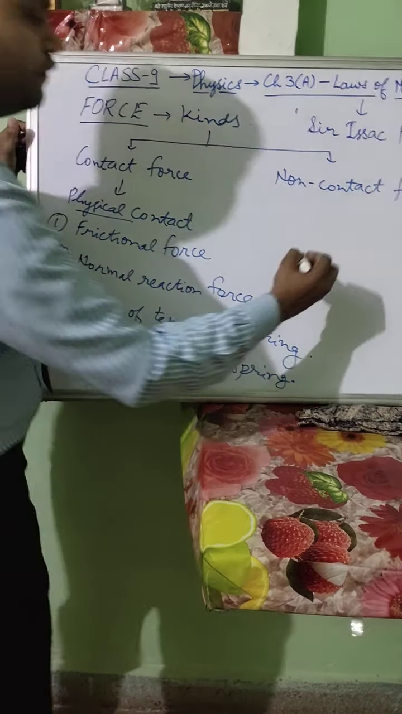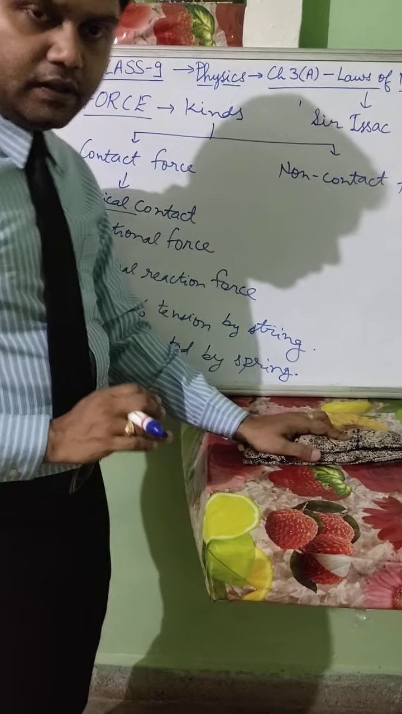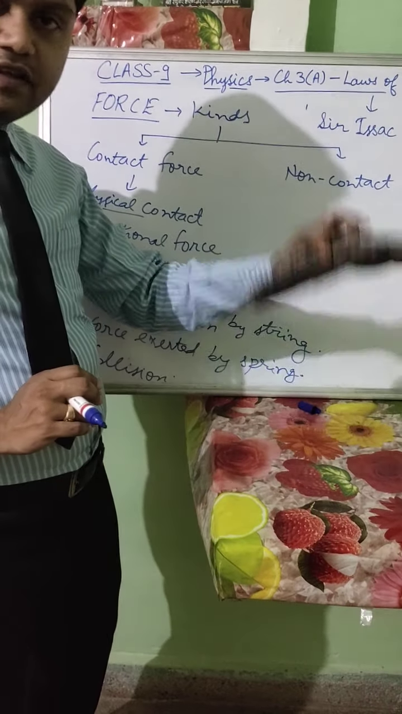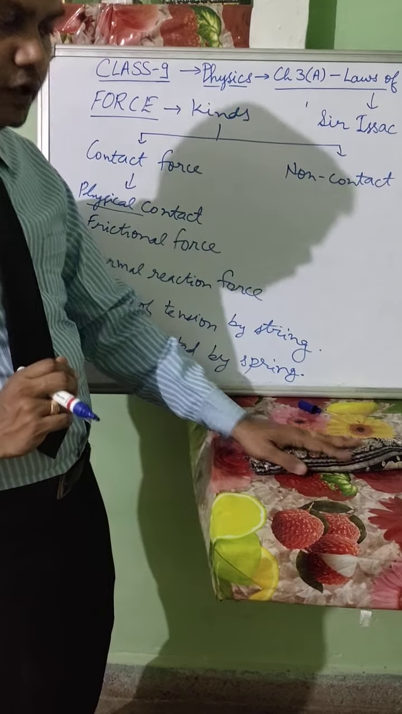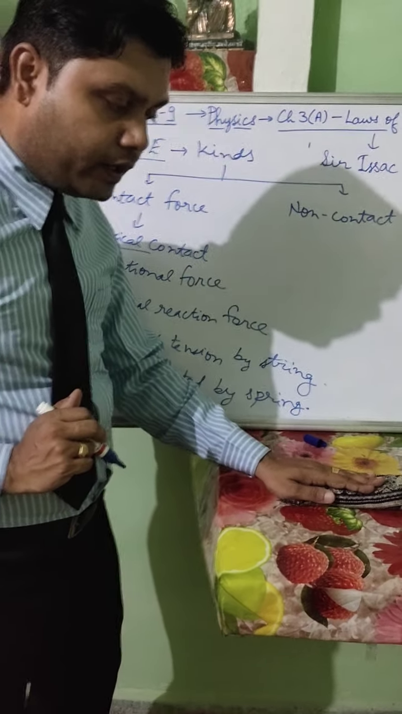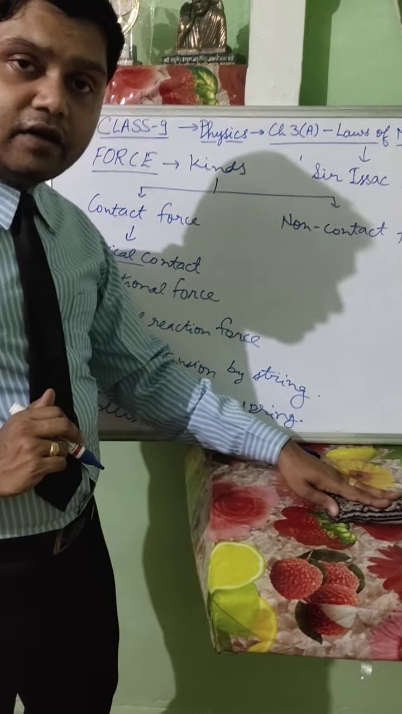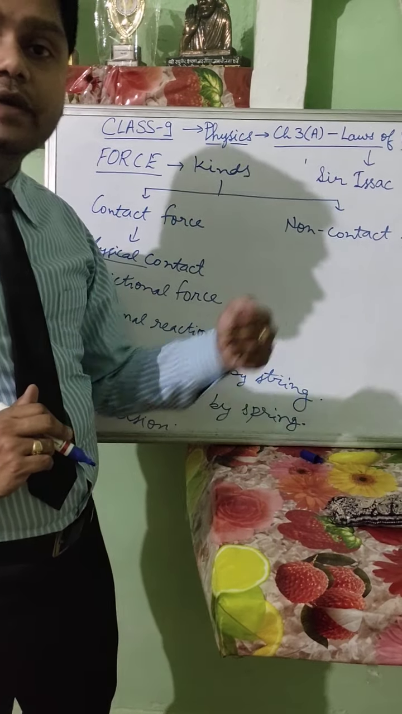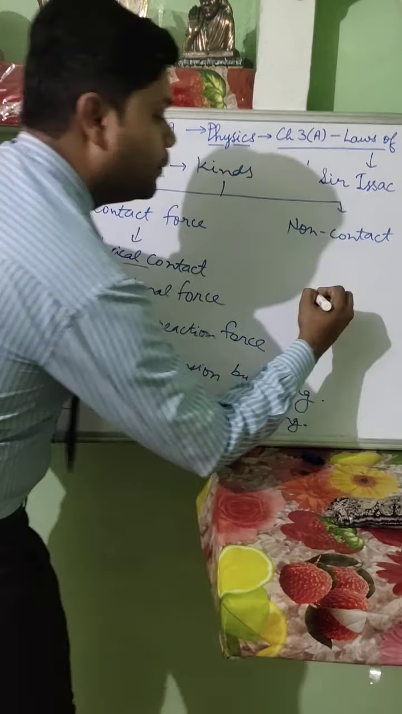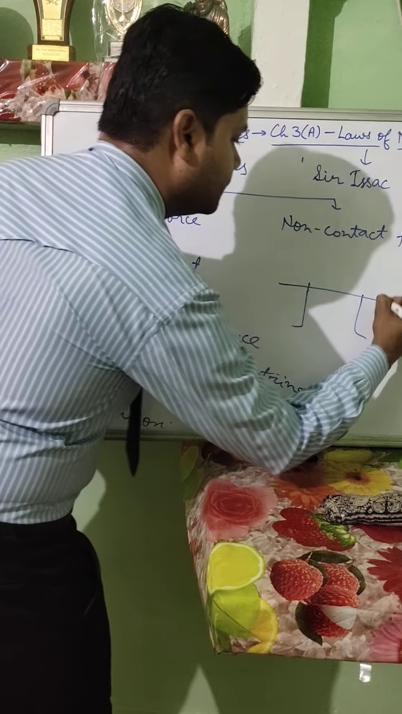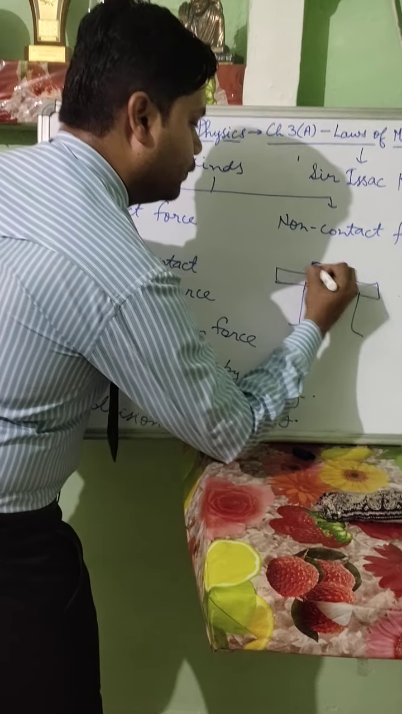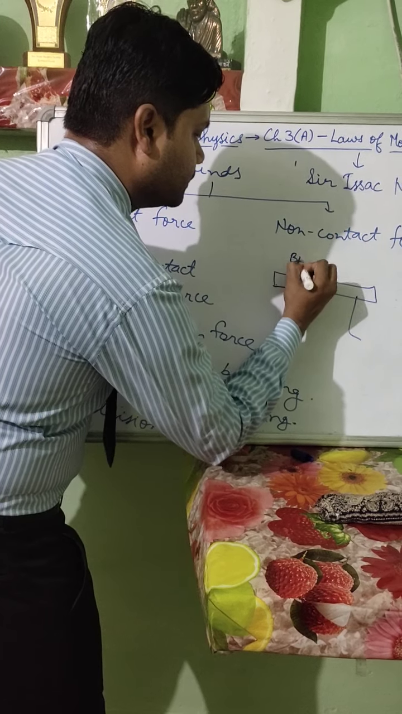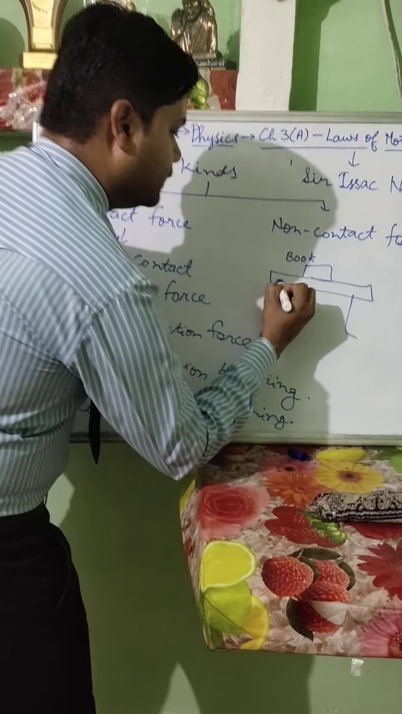So let us discuss the examples of frictional force. See, if this is the table, and I have kept this duster on the table. If I am moving the duster to my right, then the frictional force will be acting to the left. Suppose this is the table and one book is kept. This is the book and this is the table.